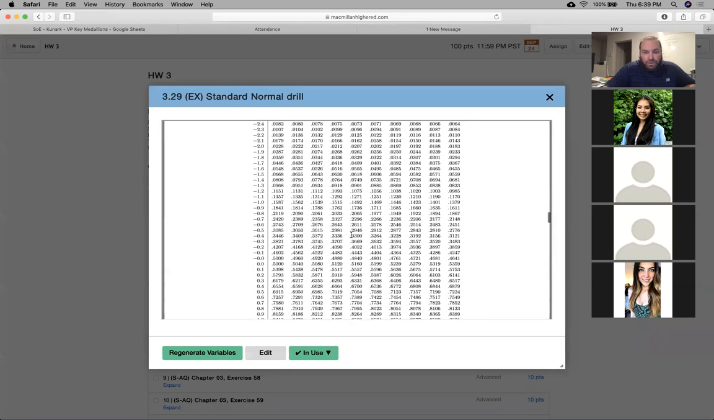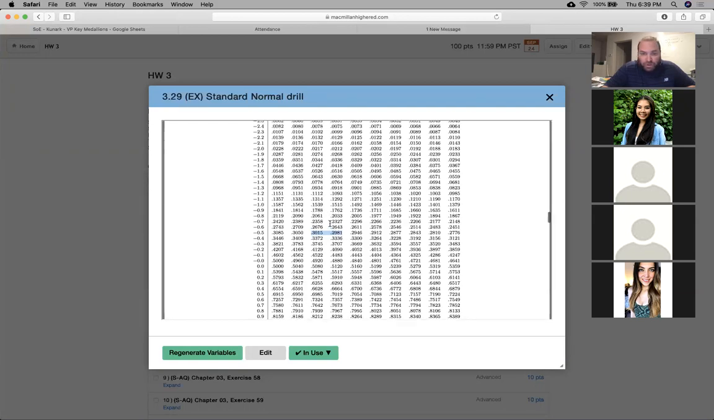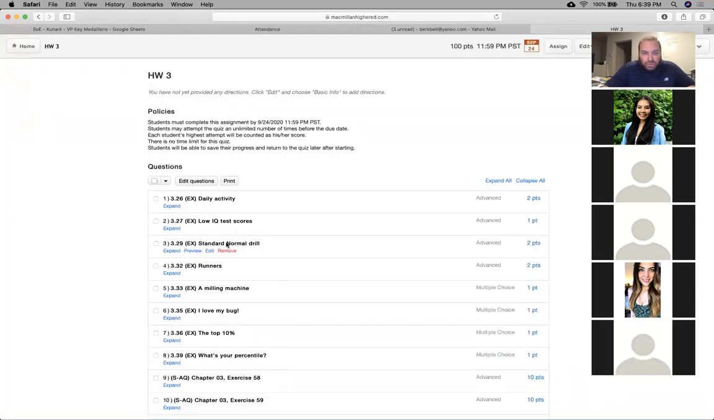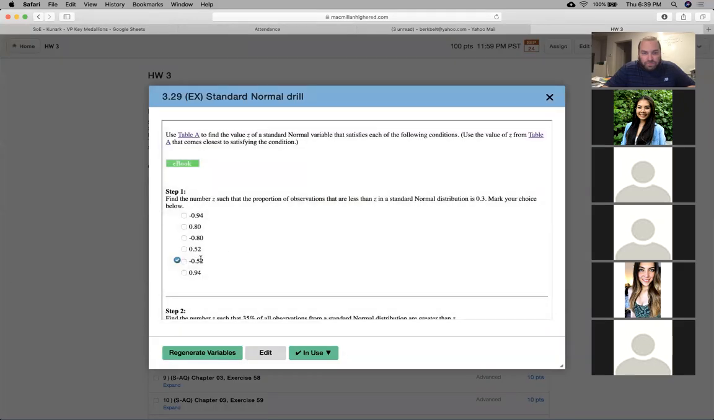And 0.3 is right between those two numbers. Do you agree? Yes. 0.2981 to 0.3015. So one of those numbers is negative 0.52, and the other one is negative 0.53. So 0.3 will be somewhere around negative 0.525, halfway in between. And when I look at the possible answers, there's negative 0.52 right there.